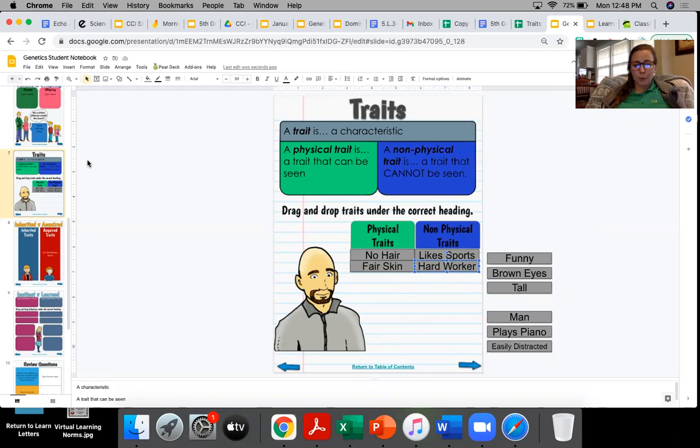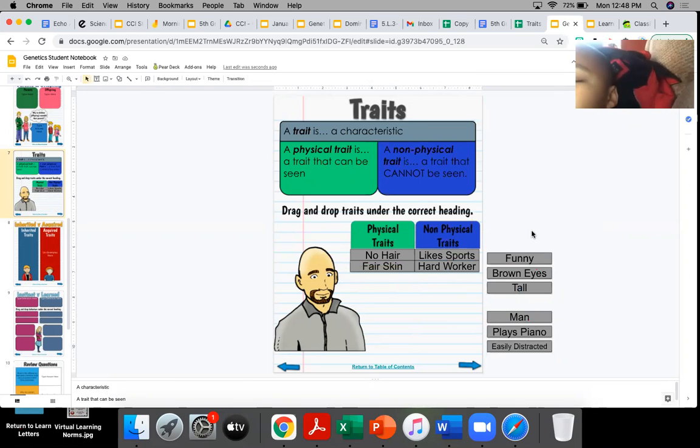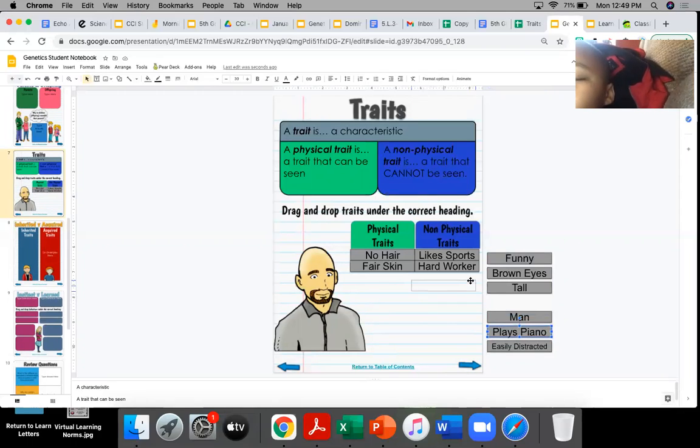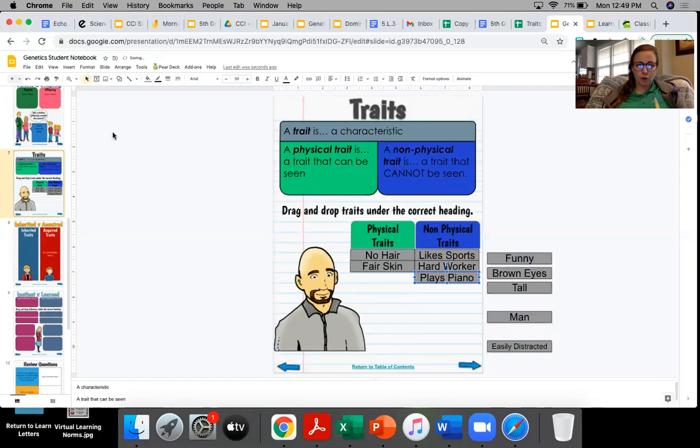What is your example? My example is you put down that they play piano. All right, playing piano, is that a physical or a non-physical trait? Non-physical. Non-physical, that's exactly right. I could not look at Jamon and tell if he could play the piano or not. He would have to show me.